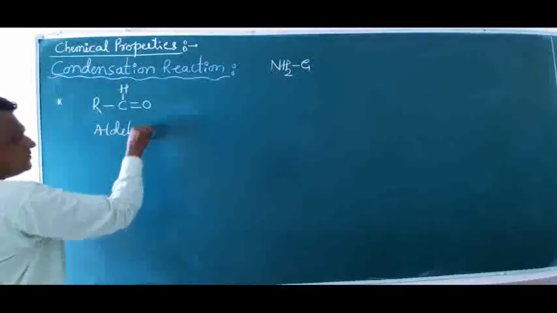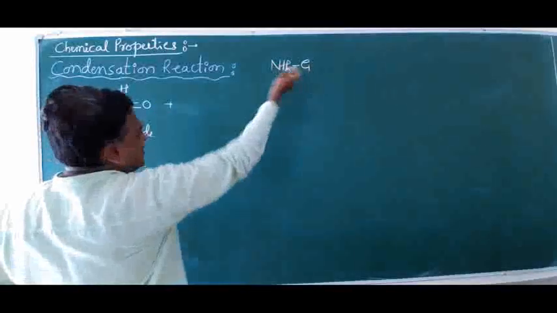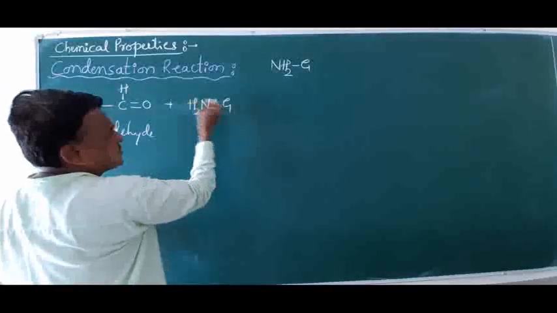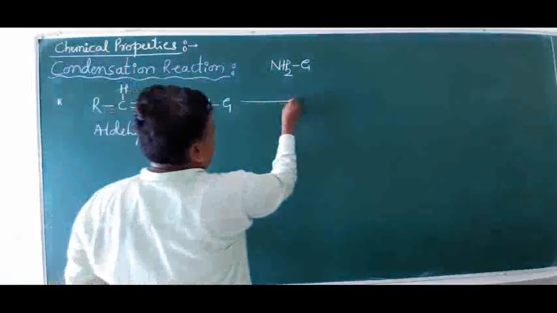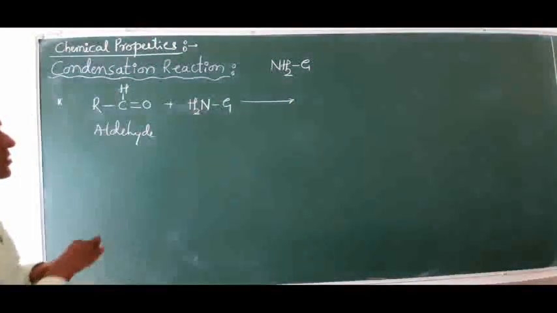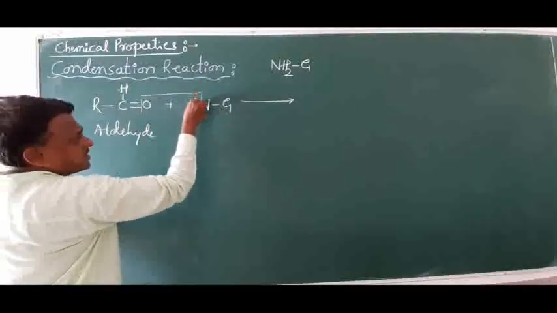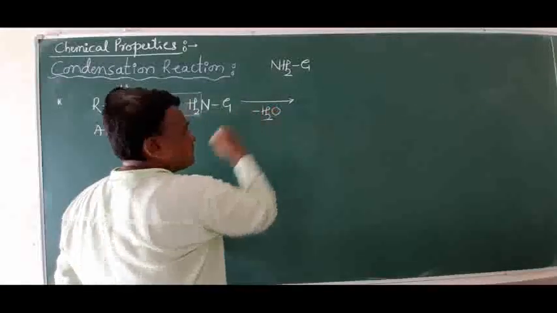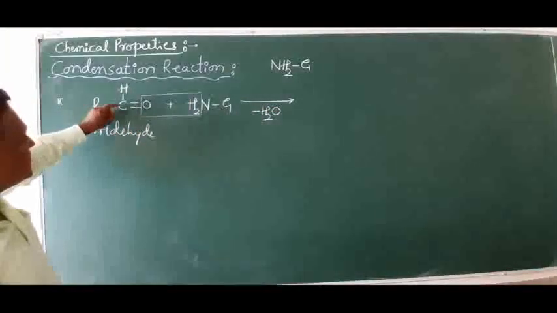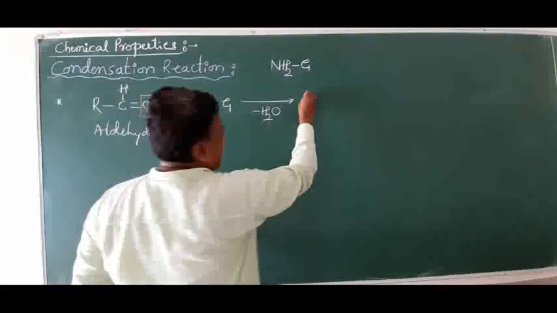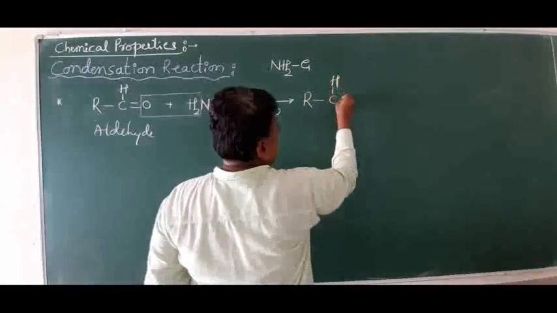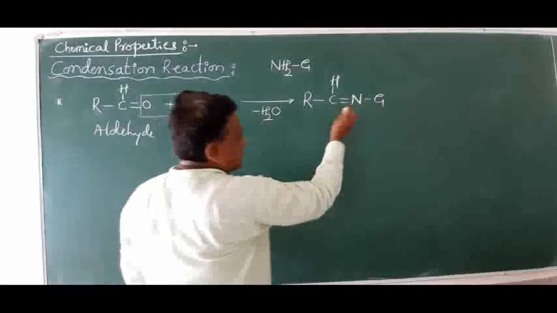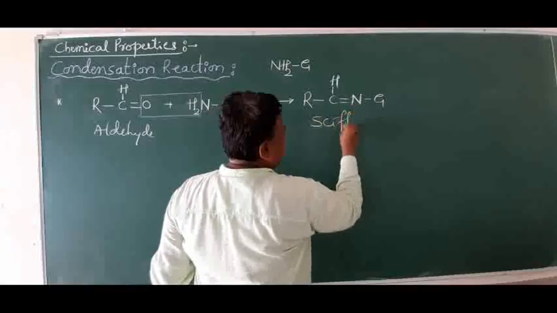An aldehyde undergoes reaction with an ammonia derivative, which for convenience I write as NH2G. When aldehydes are condensed with ammonia derivatives, condensation takes place with the release of water. The carbon is condensed with the nitrogen like this: R-CH=N-G. The condensed product we call a Schiff base.